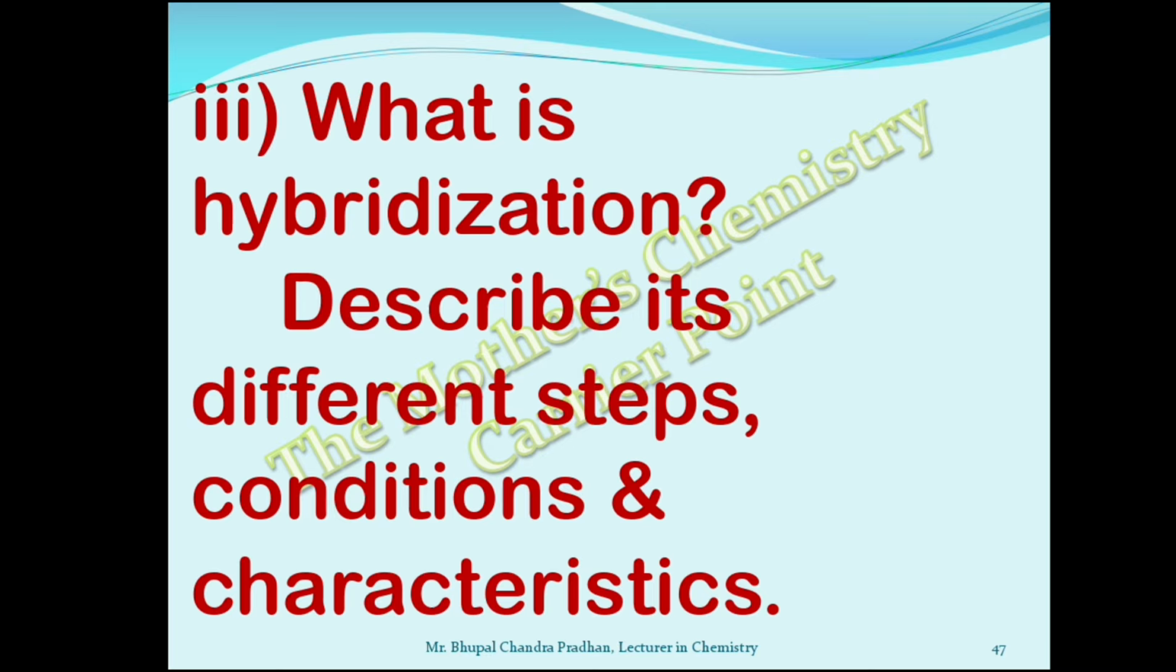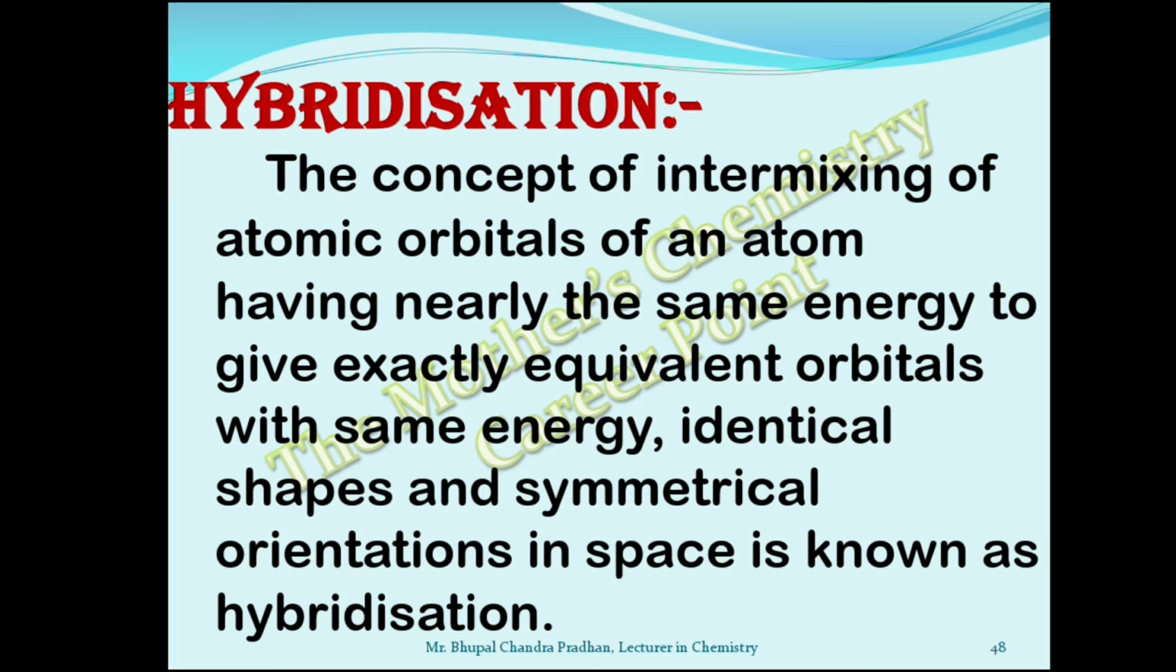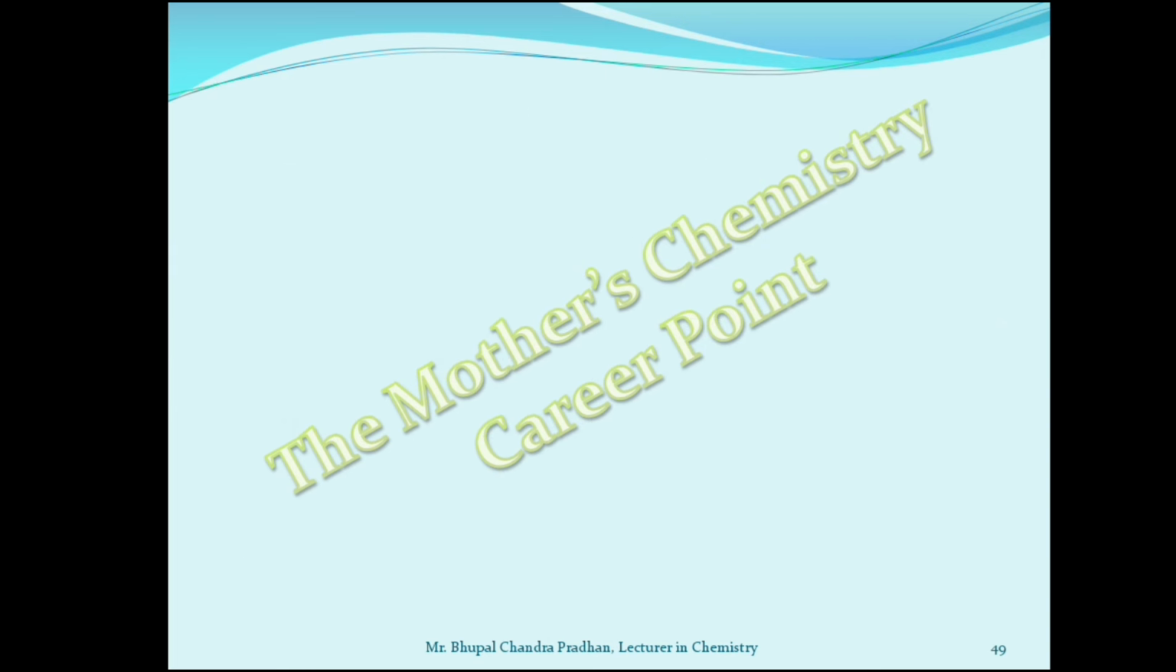What is hybridization? Describe the different types, conditions, and characteristics. What do you mean by hybridization? The concept of intermixing of atomic orbitals of an atom having nearly the same energy to give exactly equivalent orbitals with same energy, identical shapes, and symmetrical orientation in space is known as hybridization.